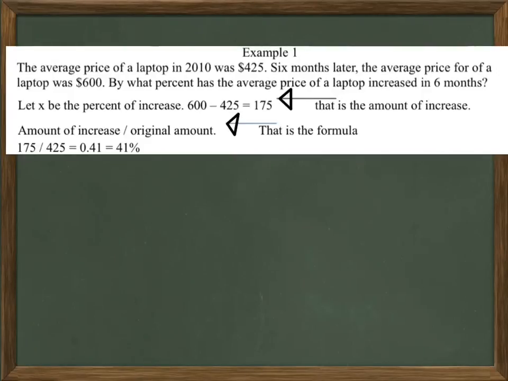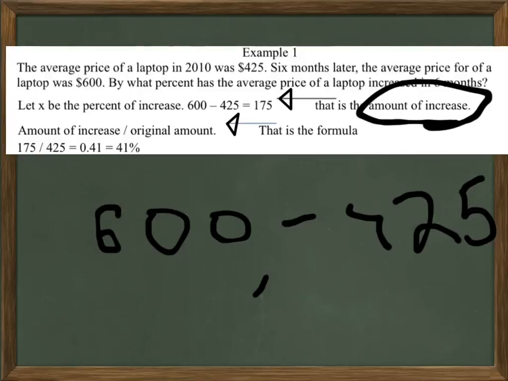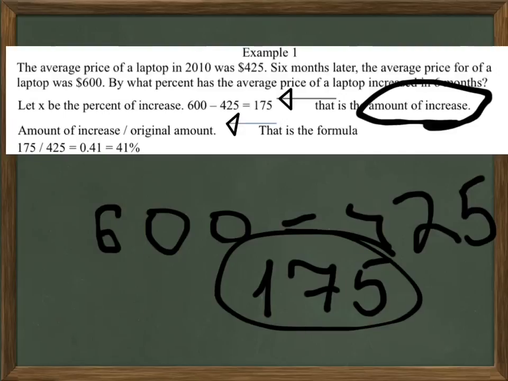So our formula is that we subtract the old amount from the new one, and then we get the amount of increase, which will help us find the percent of increase. So we subtract 425 from 600, and we get 175. So that is our amount of increase.